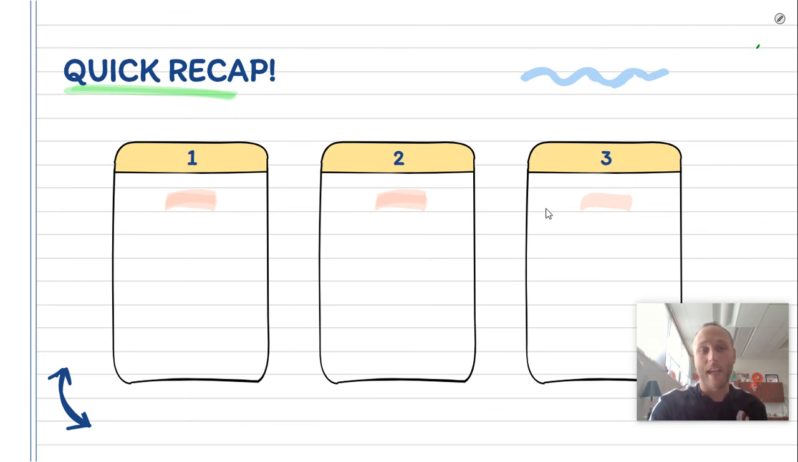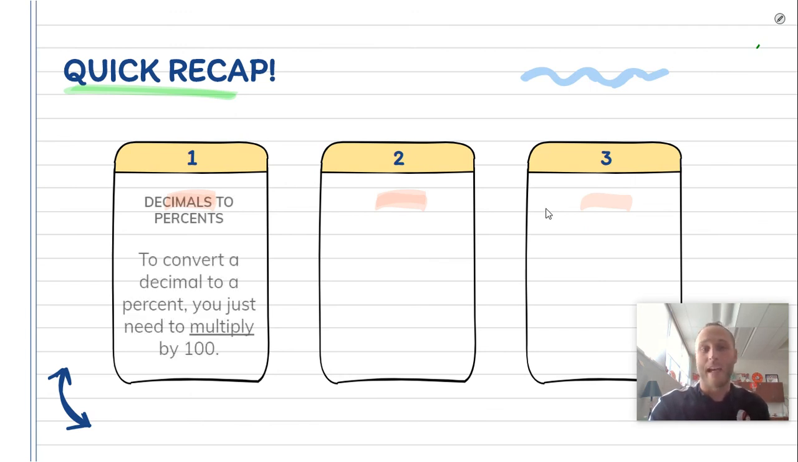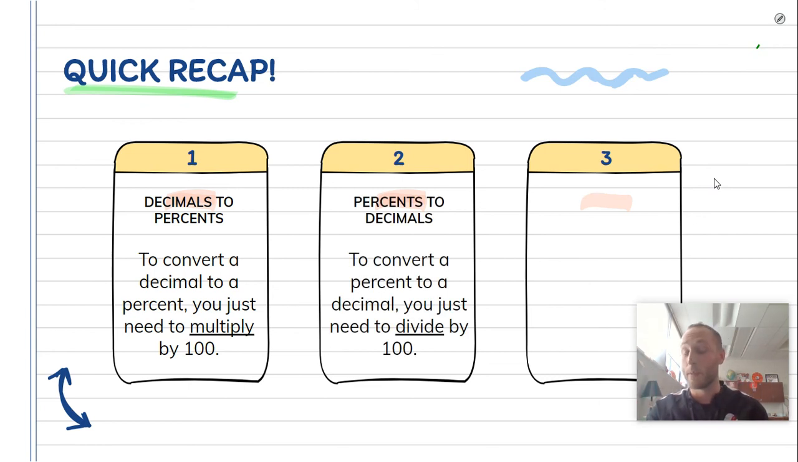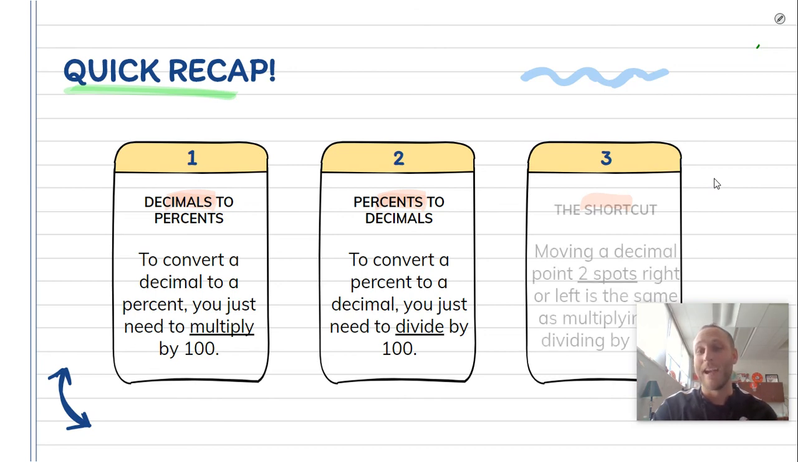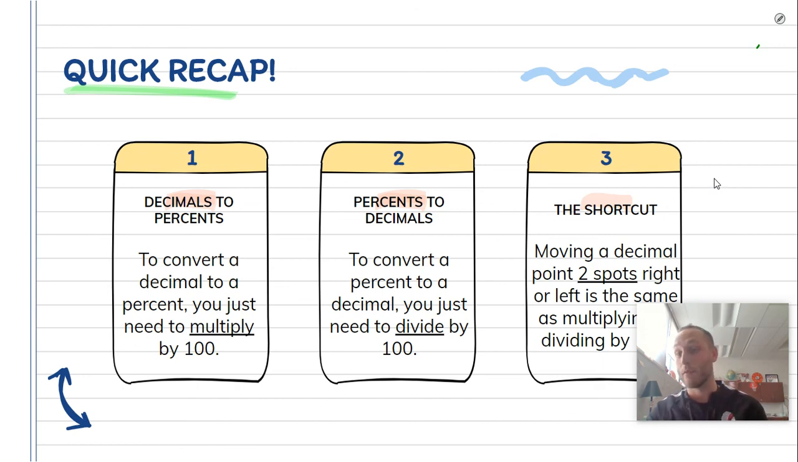All right, so as a quick recap, this is very important. Our top 3 things here. When we're working with decimals to percents, to convert a decimal to a percent, you just have to multiply by 100. When you're working with percents to decimals, the opposite. To convert a percent to a decimal, you just have to divide by 100. And then the last thing, don't forget about the shortcut. Moving a decimal point 2 spots to the right or 2 spots to the left is the same as multiplying or dividing by 100. Okay, so don't forget about that shortcut there.